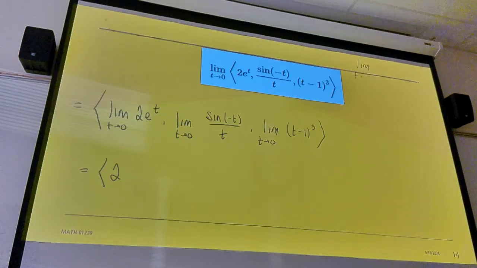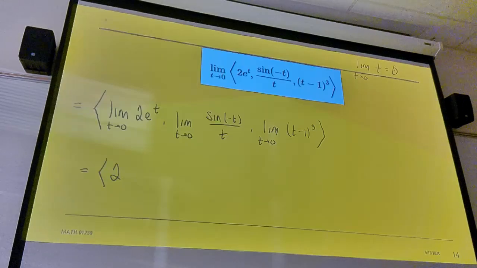So it's 0? Is e continuous at 0? So is e to the t continuous at 0? No. Well, I mean, yes. So then your limit is e to the 0, which is 1. Right, so direct substitution only works if it's continuous.